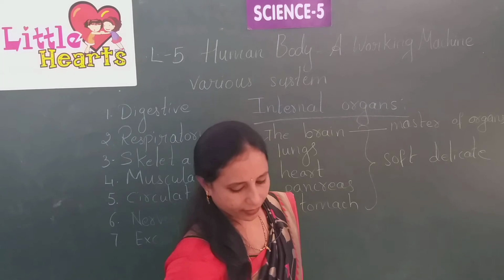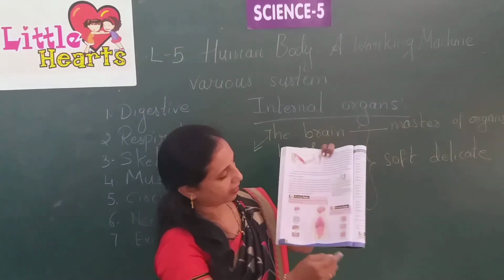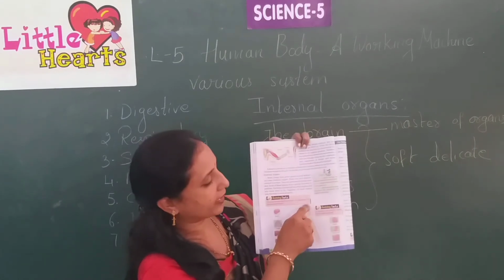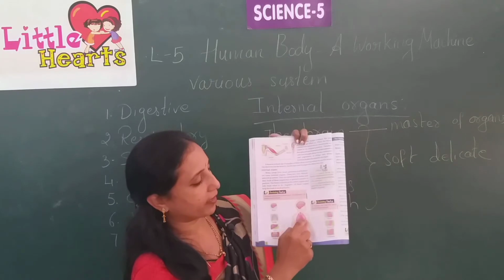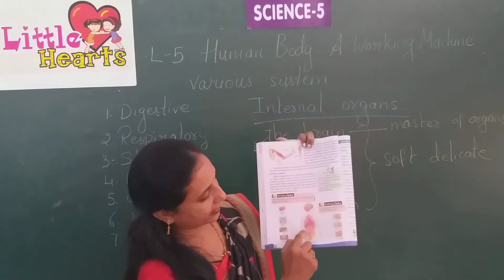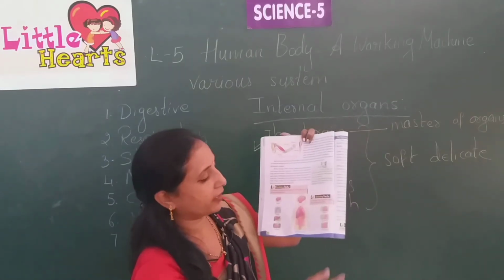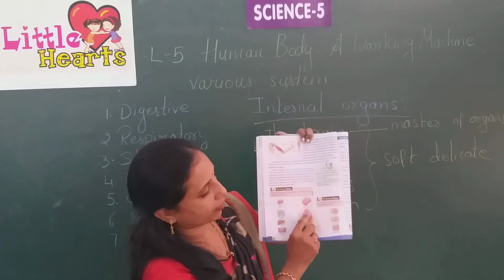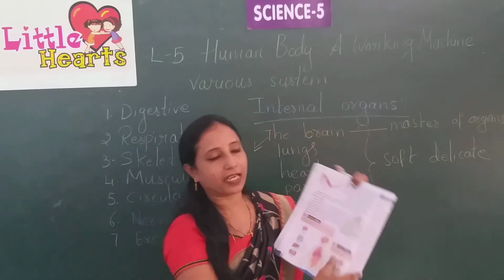They have given you some pictures of the organs. You can see here, this is the brain. The brain is located in the skull. Lungs are located here, where the rib cage is present. Liver also, and kidneys are present at the back, above the hip. Heart is located here. This is the stomach, and these are the intestines.